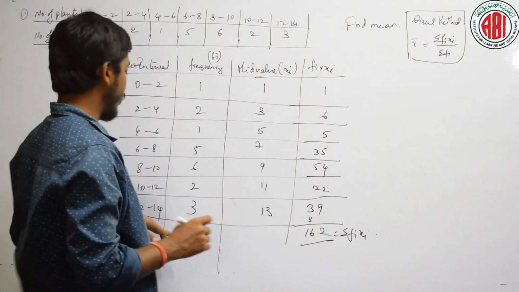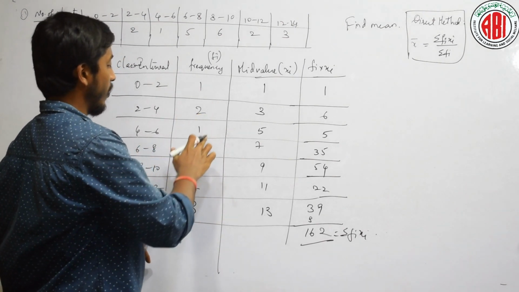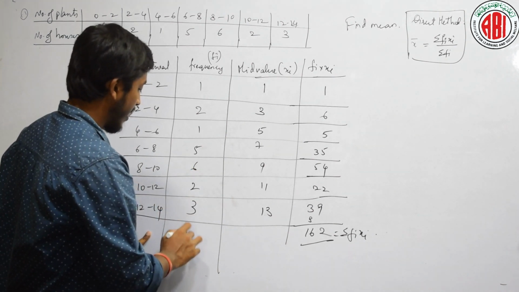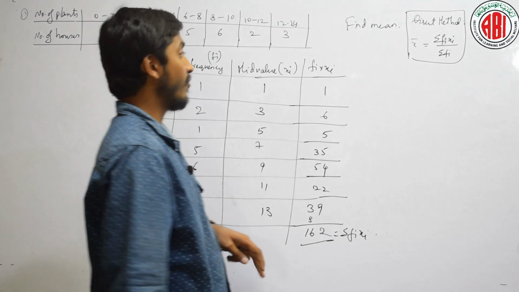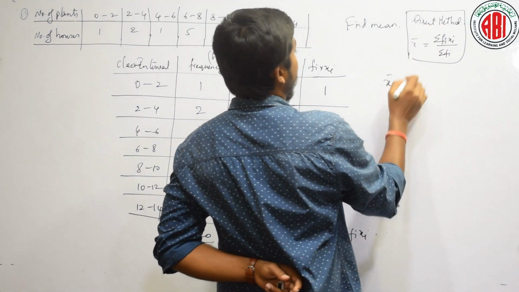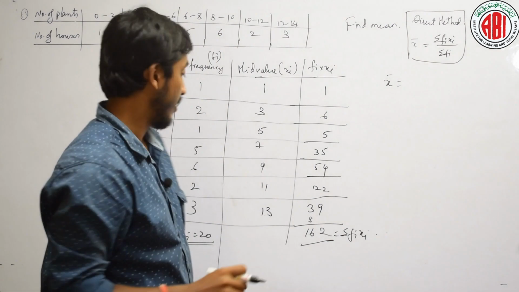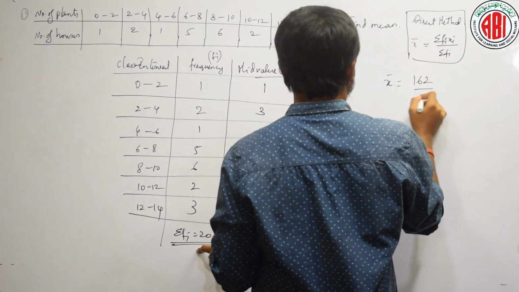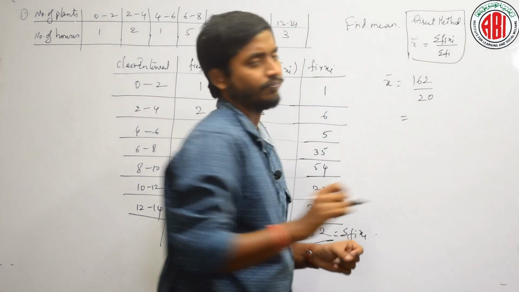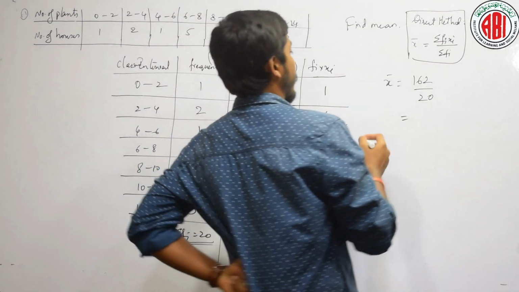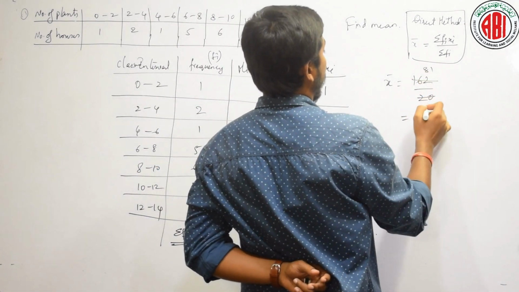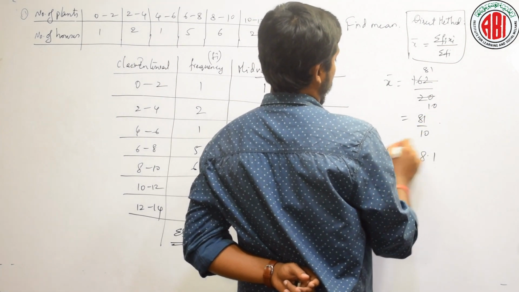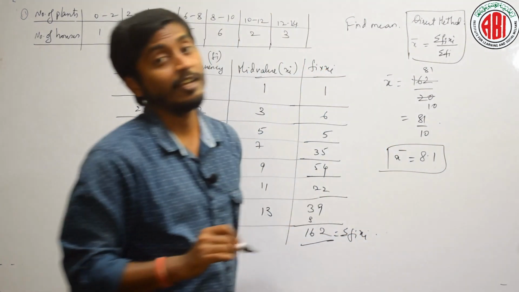Then what is summation fi? I have to add all those frequencies: 1, 3, 4, 9, 15, 15, 20. Sigma fi is 20. Now what is the formula here? Direct method. Mean is sigma fi xi by sigma fi. Sigma fi xi is 162 divided by sigma fi, which is 20. Let us divide it by 2: 81 by 10. What is it? 8.1. Therefore, the mean here is 8.1.